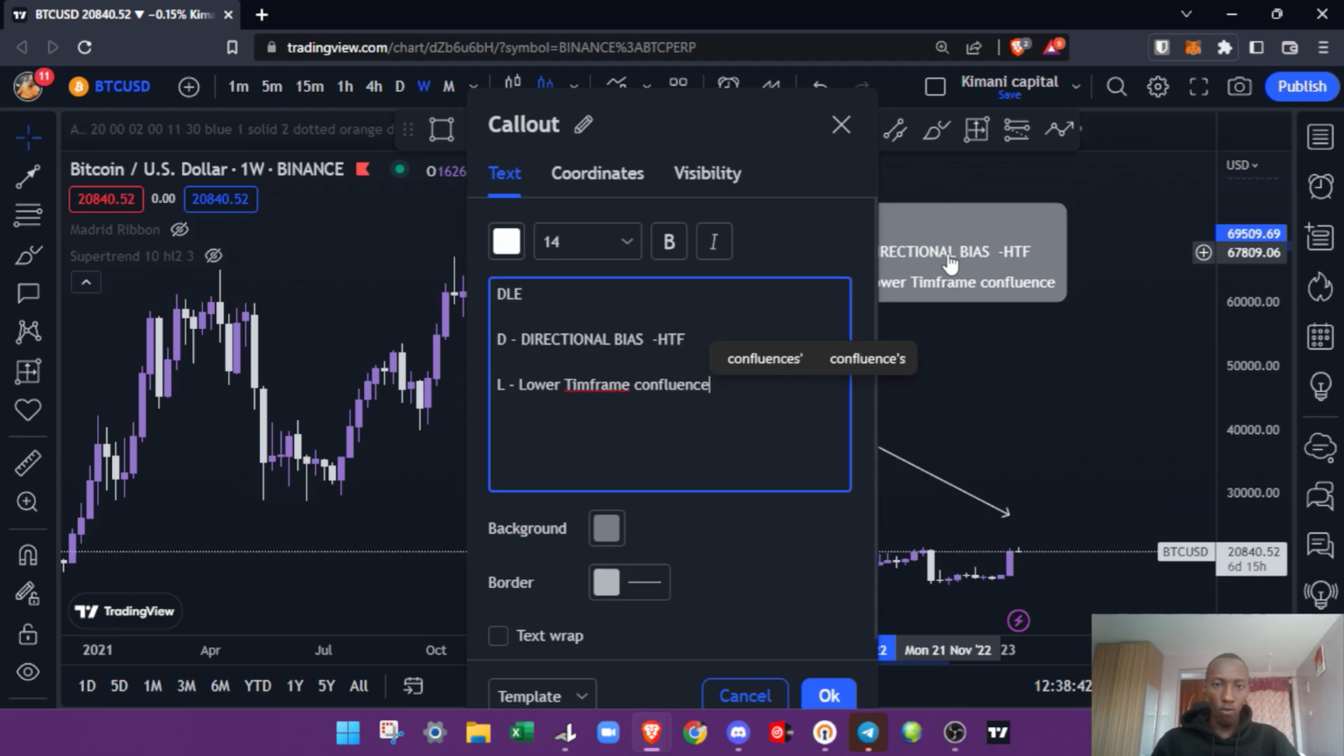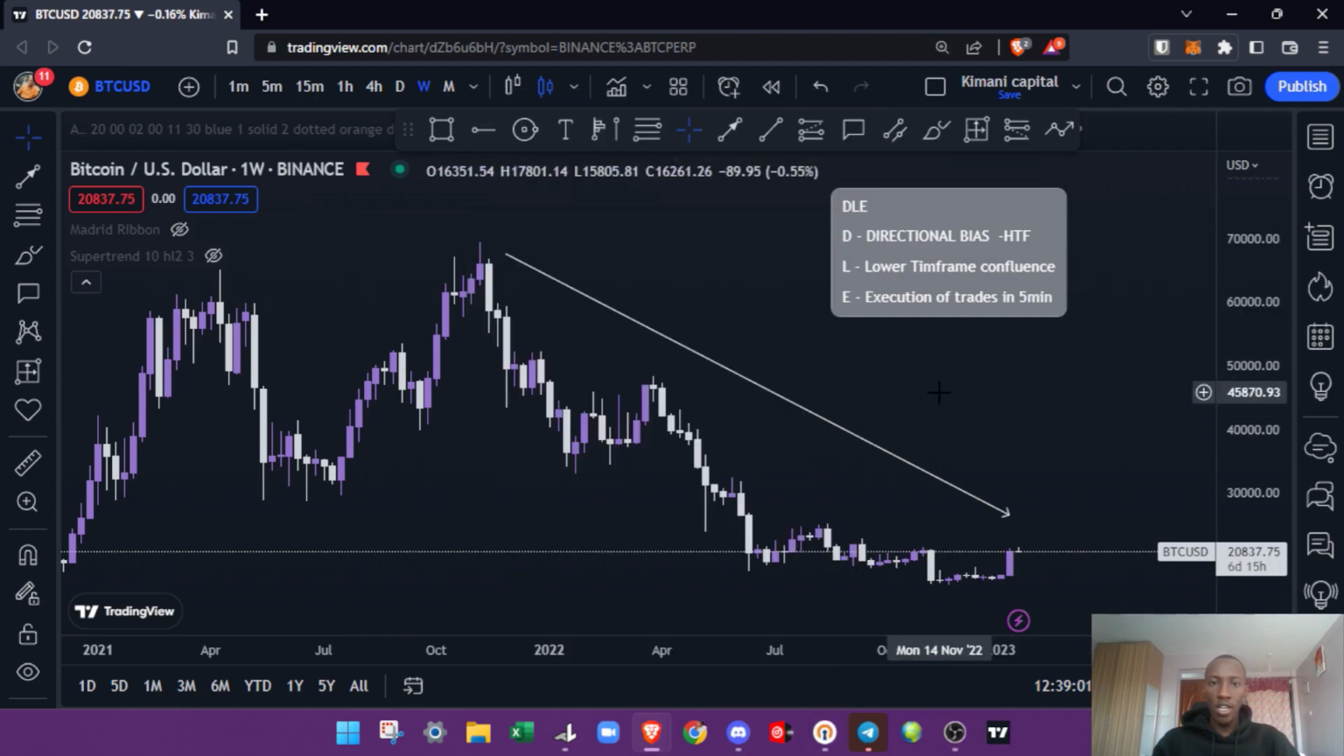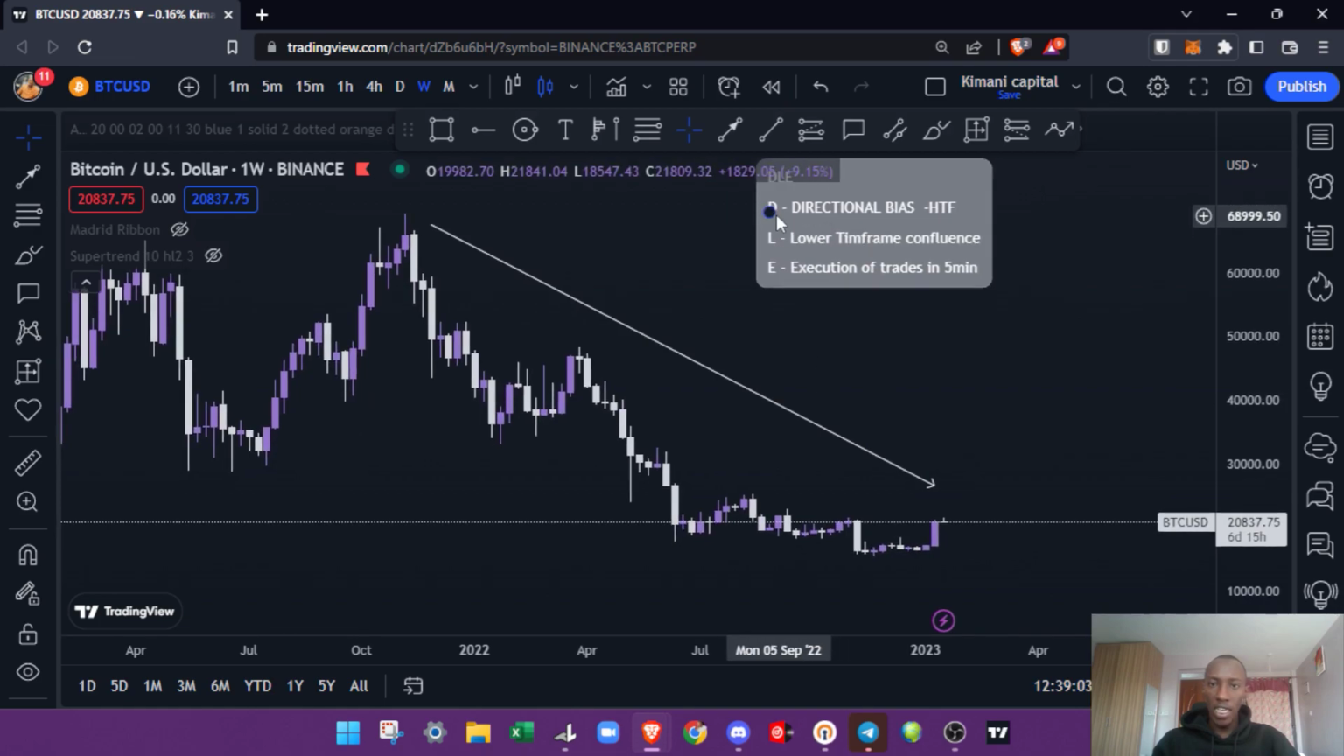Confluence. What exactly is confluence? What are we looking at in the lower time frame? And then the third is the execution of trades in the 5 minute or 15 minute scalping. So we start with the D, the direction of bias, the higher time frame bias.